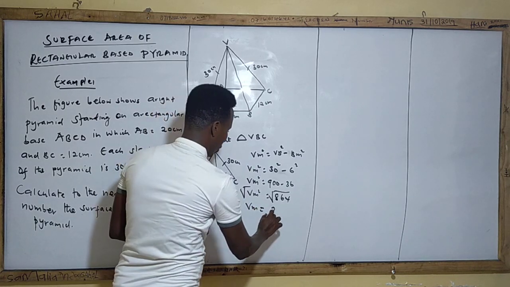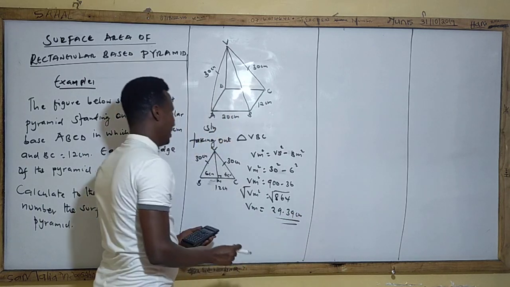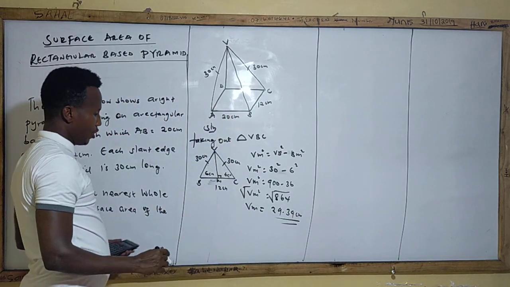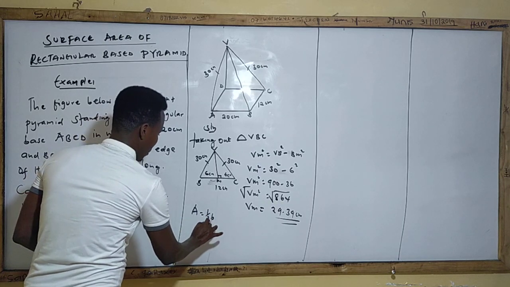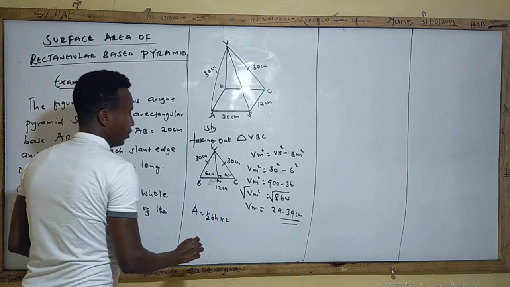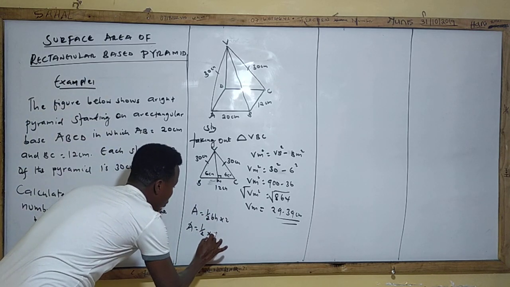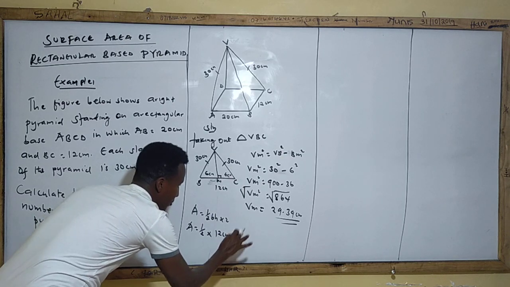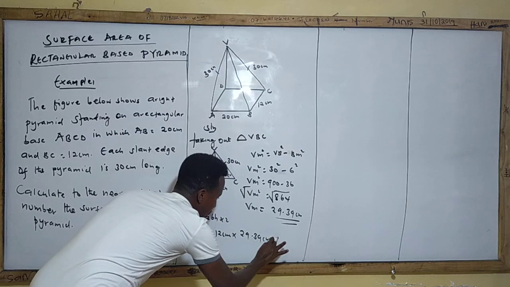29.39, okay? It will be 29.39 centimeter. And that is the height of this triangle. So I'll say area is equal to a half base times height times 2, because I have another triangle of this kind. So area therefore is equal to a half times base, which is 12 centimeter, times the height, which is 29.39 centimeter, times 2.